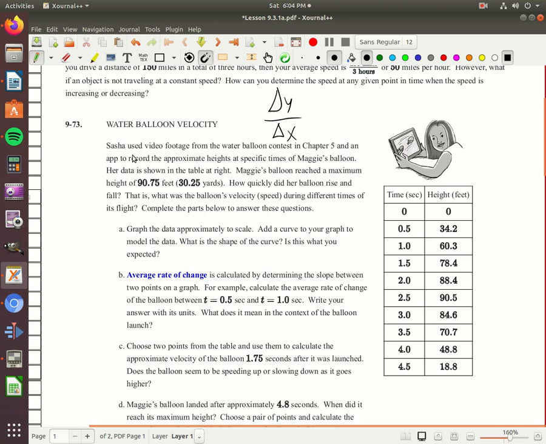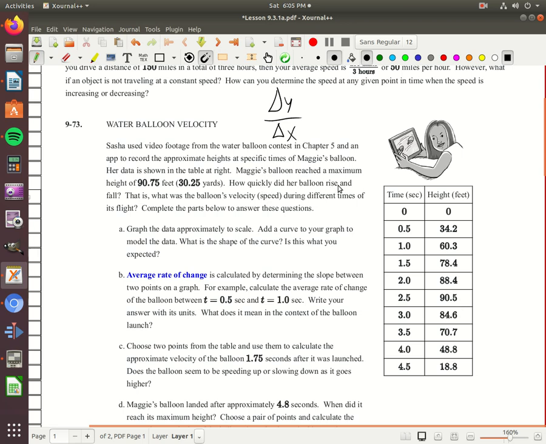So, water balloon velocity. Sasha used video footage from the water balloon contest in Chapter 5 and an app to record the approximate heights at specific times of Maggie's balloon. Her data is shown in the table at the right. Maggie's balloon reached a maximum of 90.75 feet, so you could see it was right after 2.5 seconds was the maximum. Or right before, I don't know, maybe it was already coming back down.